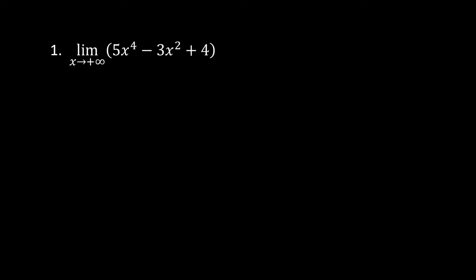Let us go to the second method. You can use this method if the test is multiple choice. However, if your teacher wants you to show the solution, use the first method. In this method, cancel all the terms in the polynomial except the leading term. So cancel negative 3x squared, cancel positive 4. What remains is only 5x raised to the exponent of 4.